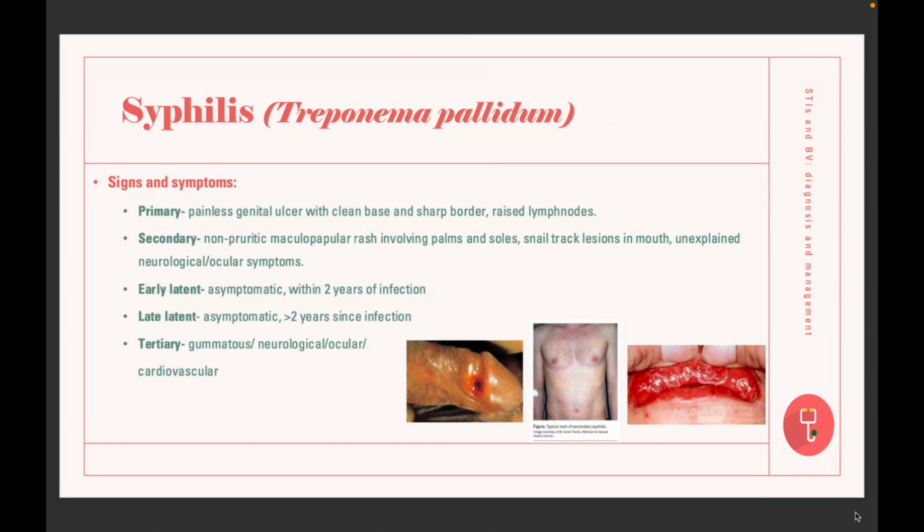And early latent is within 2 years of first infection. Late latent is exactly the same, so the patient will be asymptomatic, but it's been over 2 years since they were infected with syphilis. And then if we're getting to tertiary syphilis, which is very rare nowadays because thankfully we pick up most cases pretty early, but you can have all different presentations of tertiary syphilis in all different body systems: neurological, ocular, cardiovascular, gummatous, basically any sort of involvement.